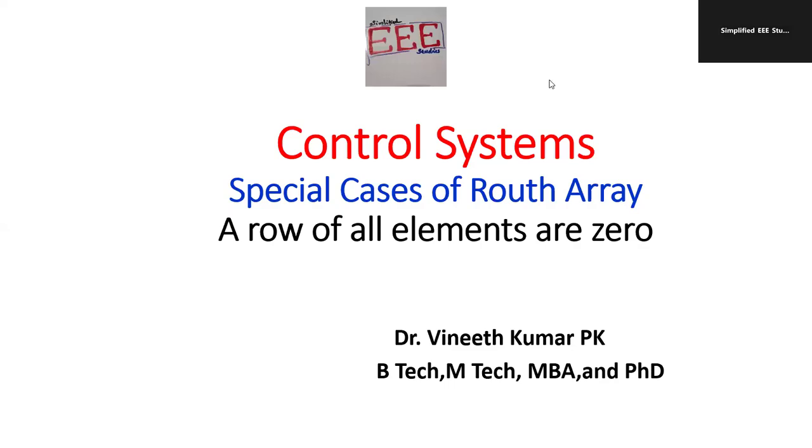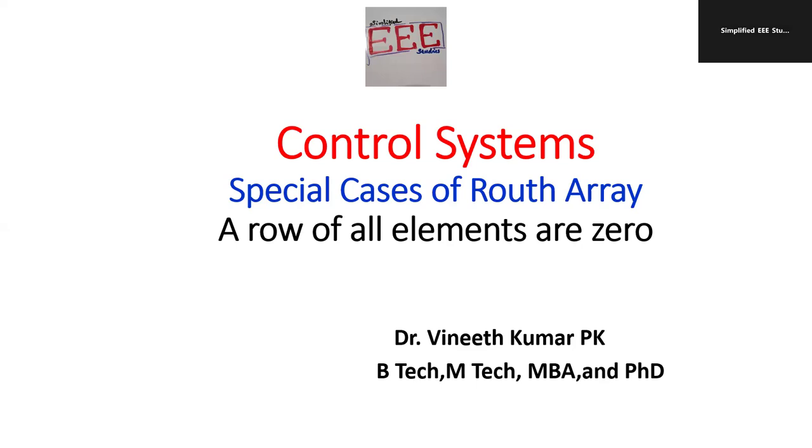Hello everyone. In this video, we are going to discuss the special cases of Routh array. In that, the particular condition is a row of all elements being zero. Suppose we are able to find two rows without any problem, but whenever we frame the third row, we find all the elements are zero. If all the elements are zero, we cannot go further.